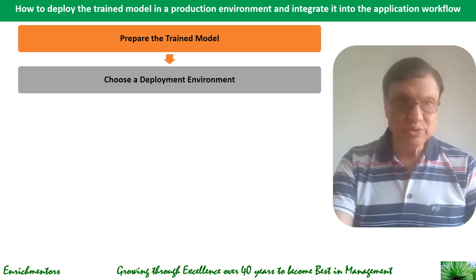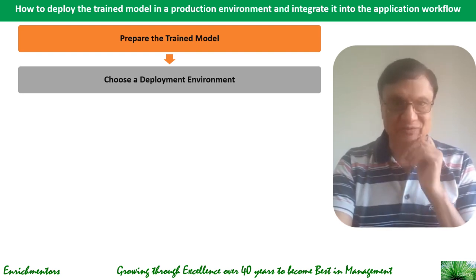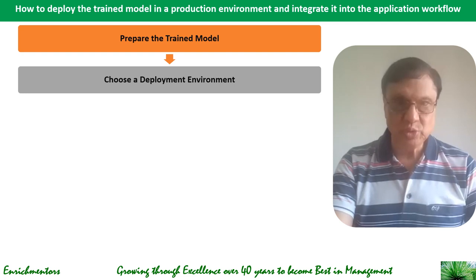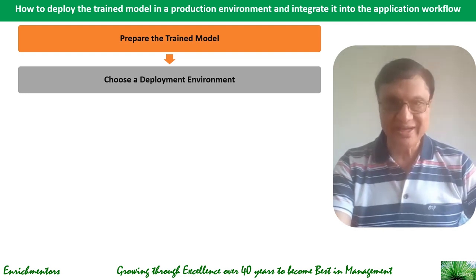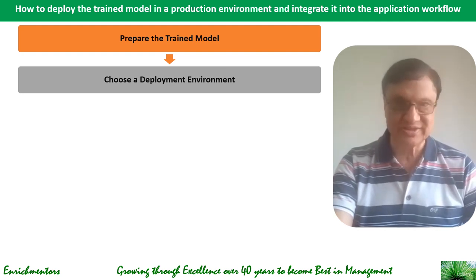Then you choose a deployment environment. You select a deployment environment suitable for your application's requirement, scalability, and infrastructure that you have. And here options include platforms like AWS, Google Cloud, Azure, on-premise servers, edge devices, or containerized environments like Docker and Kubernetes.